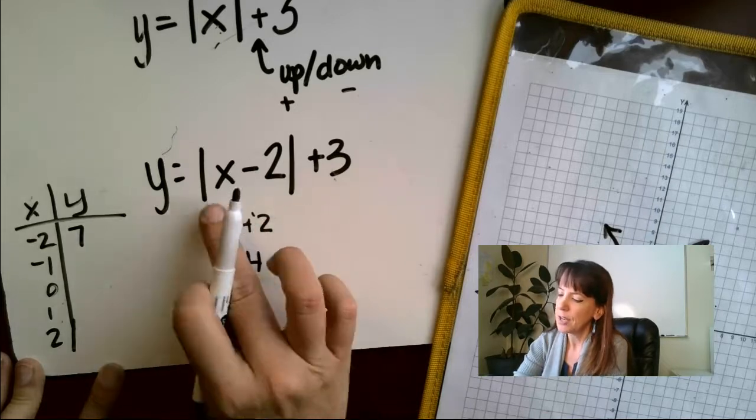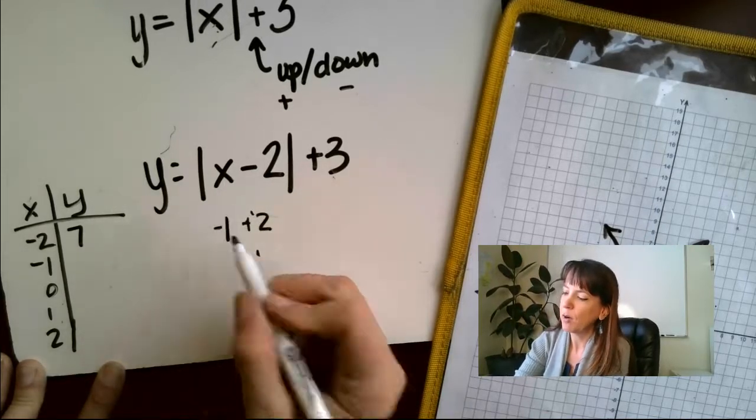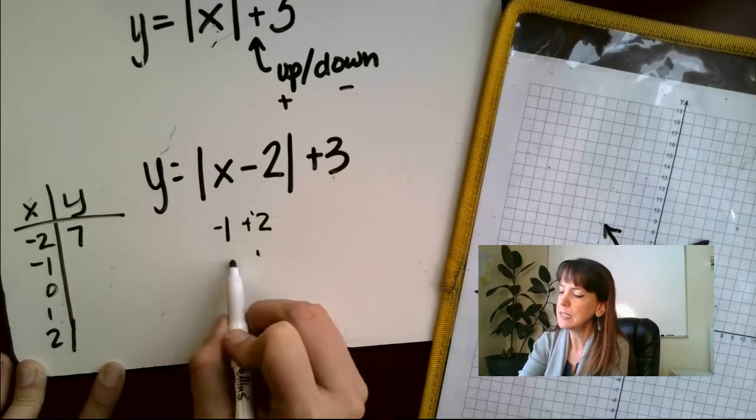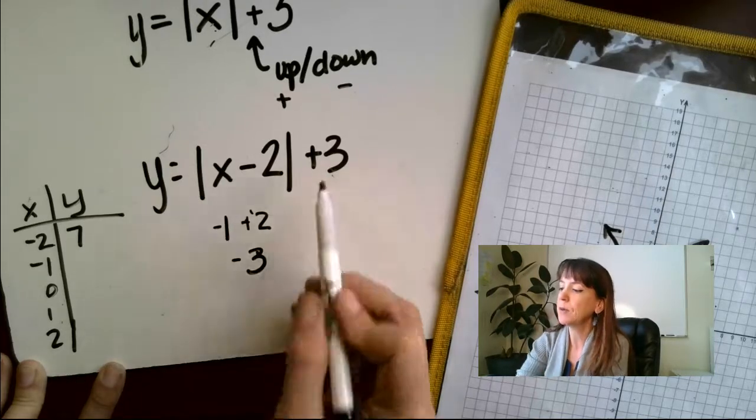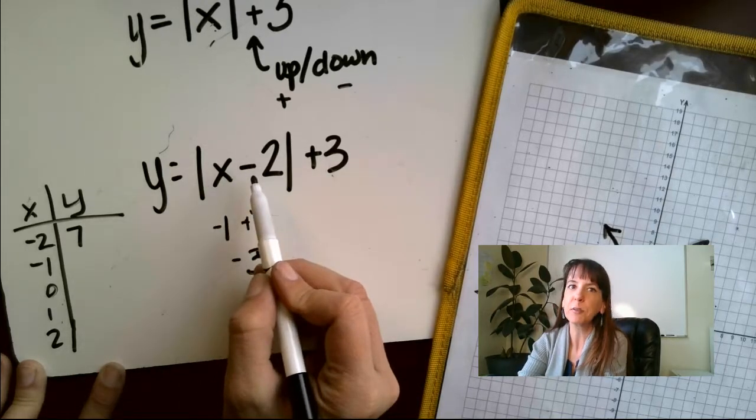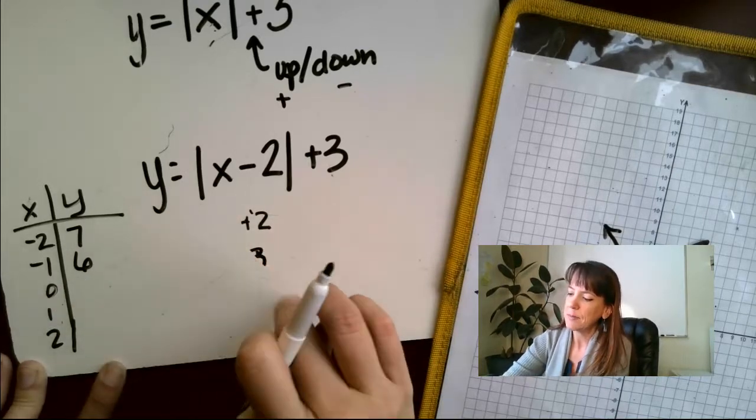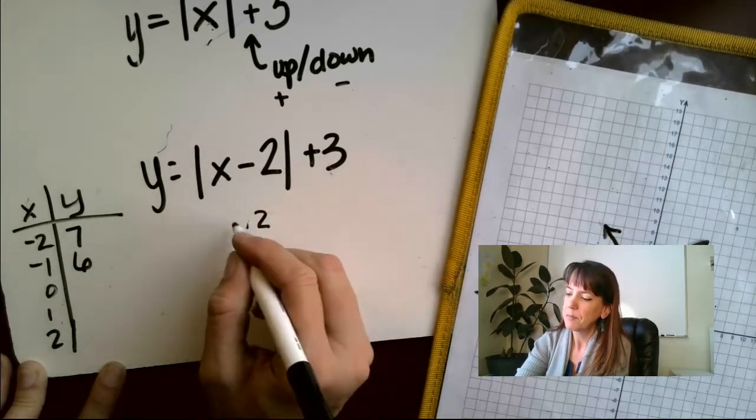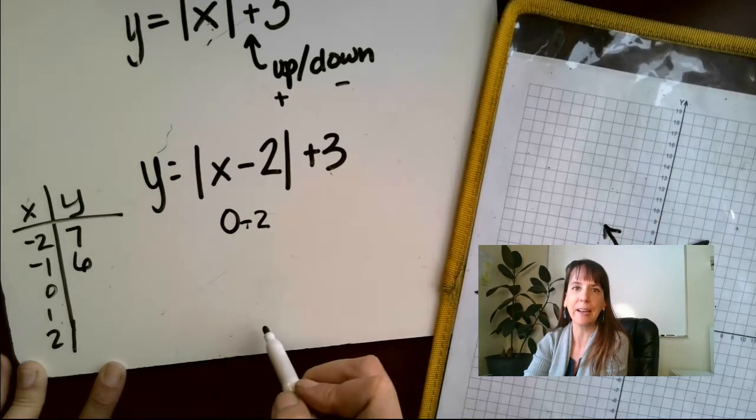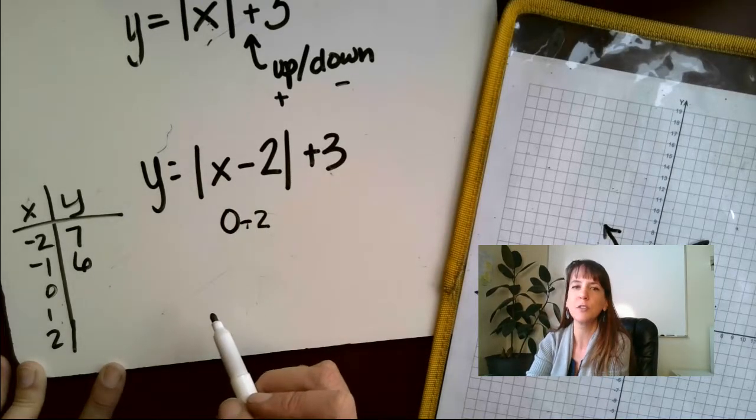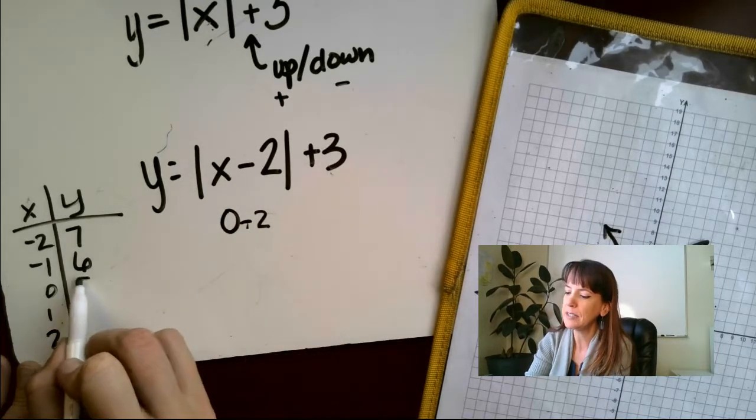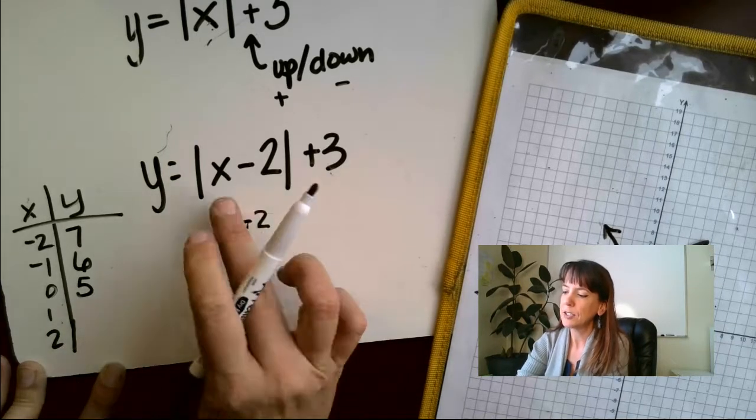All right, so now we're going to do the same thing with a negative 1. Negative 1 minus 2 is negative 3. The absolute value of negative 3 is 3. 3 plus 3 is 6. All right, same idea here. 0 minus 2 is negative 2. The absolute value of negative 2 is 2. Plus 3 is 5.